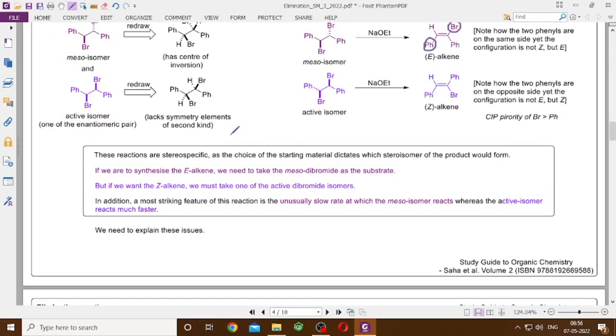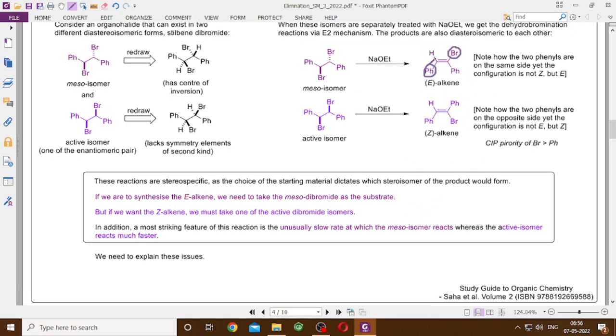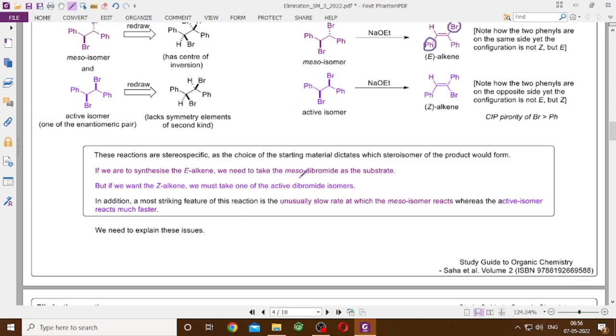These reactions are stereospecific because what starting material you choose will dictate which stereoisomer of the alkene you are going to form. If you want the E alkene to be your product, then you have to take the meso isomer. If you want the Z alkene to be your product, then you have to take the active isomer. This is a fact which we have to explain.